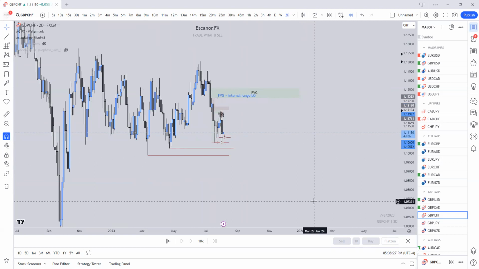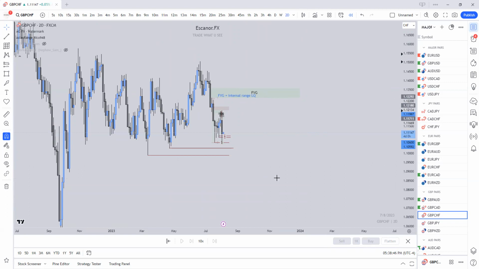Price does two things in the market. There is no third thing. So we have only two things the market is gonna do. In all pairs, all instruments, the market will take external range liquidity, go to internal range liquidity, and from internal range liquidity will go to external and repeat itself multiple times like this.